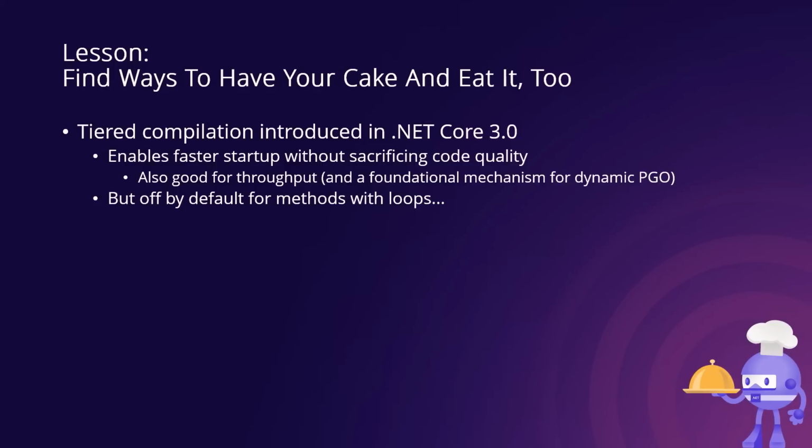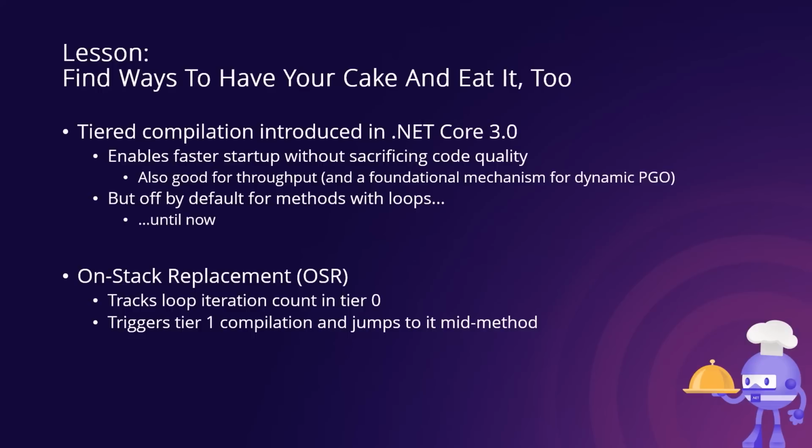And so by default, tiered compilation was disabled for methods with loops until now. So in .NET 7, there's a new technology as part of the JIT called on-stack replacement.